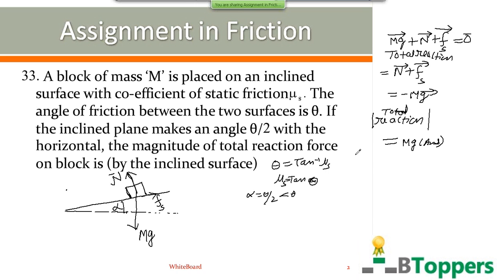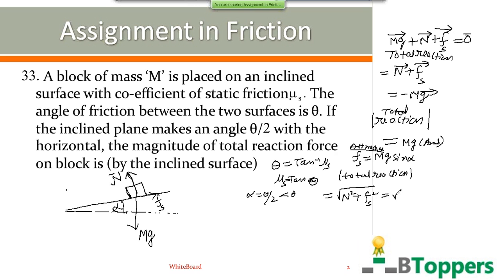You can arrive at the same answer by the procedure we followed in the previous question. From the procedure I explained in the previous question, the magnitude of static friction on the block is mg sin alpha. So the magnitude of the total reaction is the magnitude of the resultant of normal reaction and static friction forces. That is root of N square plus fs square. This is the alternate method to arrive at the same conclusion.